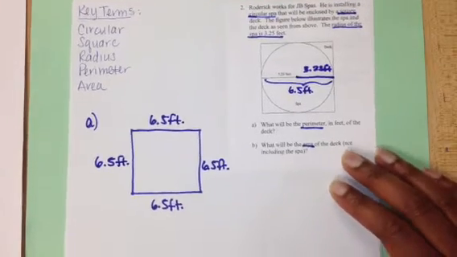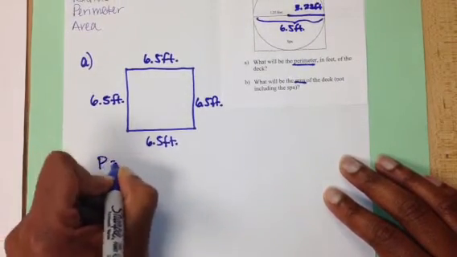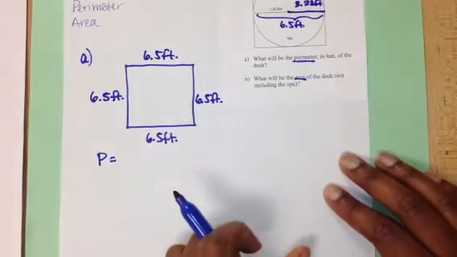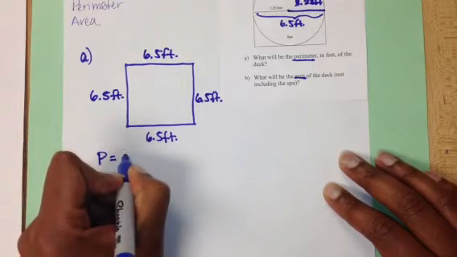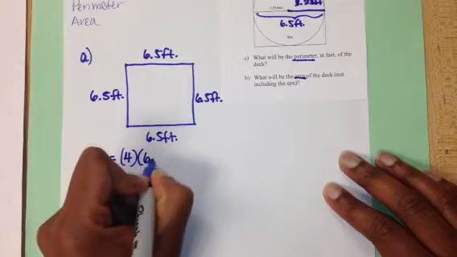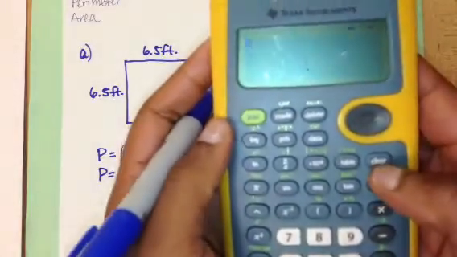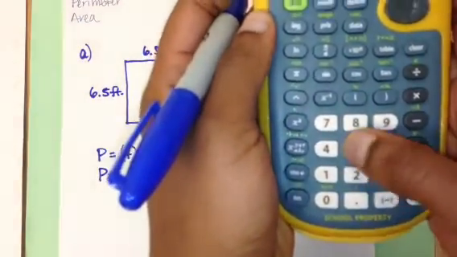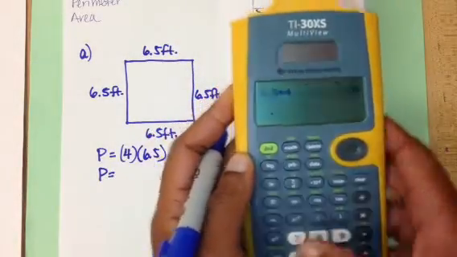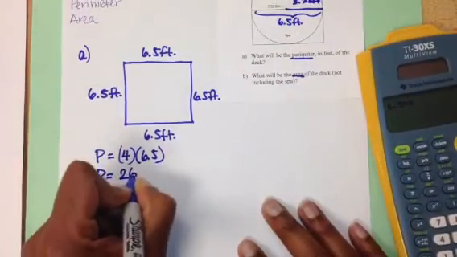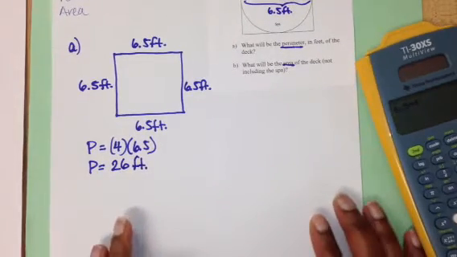So now that we have the measurement of all of our sides, we can go ahead and calculate the perimeter. So we'll have P equals, since we have 4 sides to our square, we know that all of the sides are equal. I can just simply say 4 times 6.5. So if we're calculating the perimeter, we can use our calculator and put in 6.5 times 4, and that gives us 26. So we know that our perimeter is 26 feet in total. So that answers our part A.